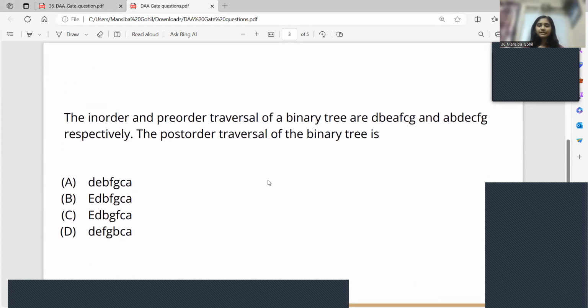the in-order and pre-order of a binary tree are DBEFCG and ABDEFCG respectively. What would be the post-order of the binary tree? So right now we have the pre-order and the in-order of the binary tree.